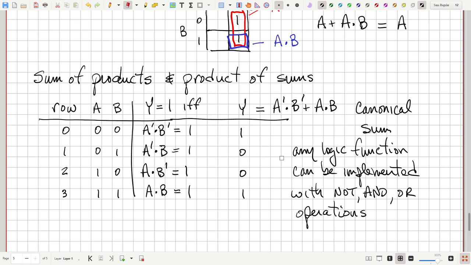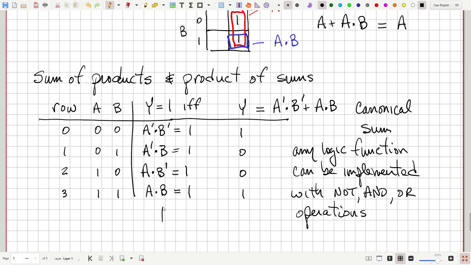Now, it doesn't mean we want to just use, for example, canonical sums to represent a function, because we may be able to reduce this and represent it in a different way in terms of using things like XNOR and other types of operations. It may just be more convenient, but we can. We don't have to use anything except these three operations, not, and, or. Okay, that's incredibly powerful.